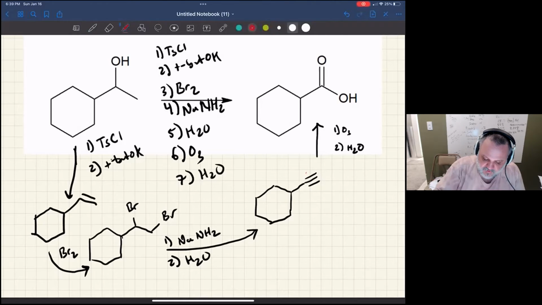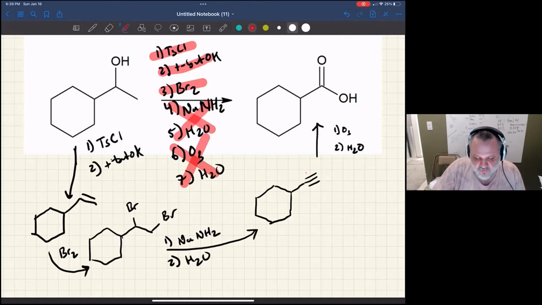It looks complicated, but it's really 1, 2, 3, 4, 5 different reactions, because the ones that I marked with crosses are essentially the same reaction. Okay, great. Well, that's it for that one.